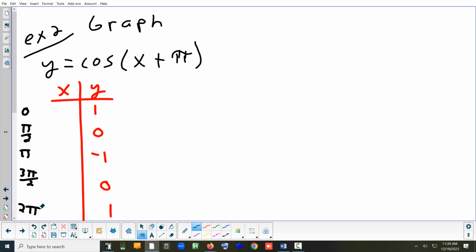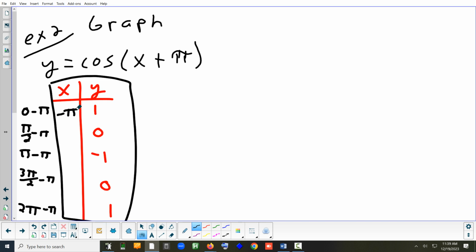Perfect. And now all of them are going to be shifted by pi units. Which way are they going to get shifted? We're adding pi. To the left. So how would we shift all of those to the left by pi? Subtract. Yep. Subtract pi. Okay, so we're going to get negative pi. Next one is negative pi over 2. Pi minus pi gives me 0. How about 3 pi over 2 minus pi? Common denominator, yeah? Pi over 2. And 2 pi, take away 1 pi, is 1 pi.